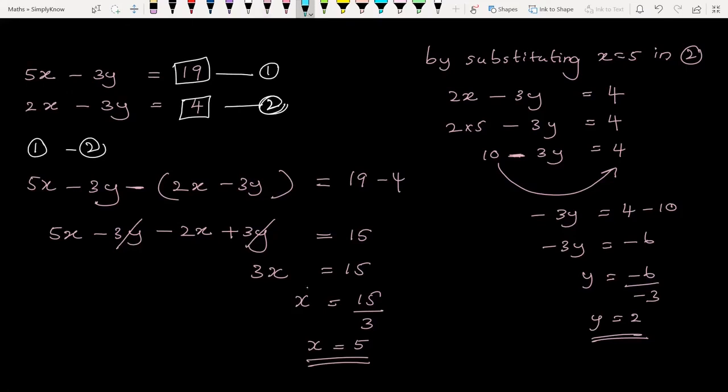Shall we check our answer? Let's substitute into the first equation. x is 5, so 5x is 5 times 5, 25, minus y is 2, therefore 3y is 3 times 2, 6. Is it equal to 19? 25 minus 6, obviously it's 19. So our answers are correct.